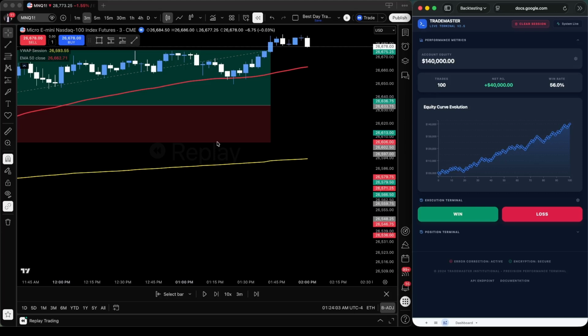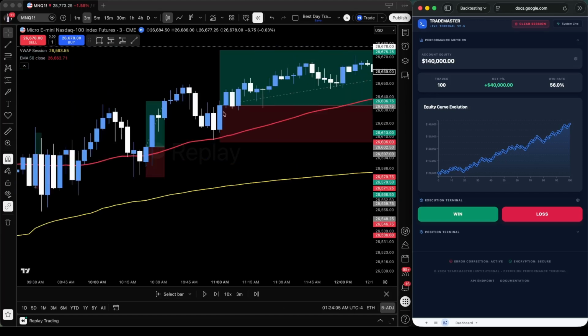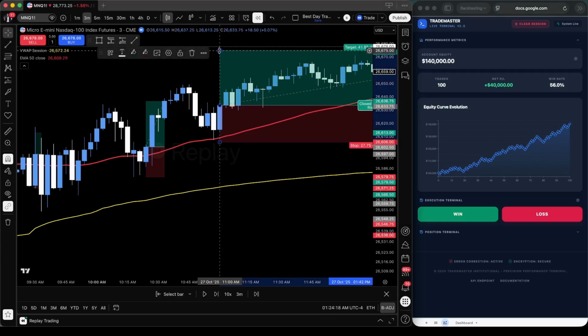For example, this was a great example. Here, it touched it, rejected, engulfing right up here. You take profit here, stop loss right below the lowest between the two candles, and your take profit will be 1.5 times the stop loss. That is the strategy. The strategy did amazing.